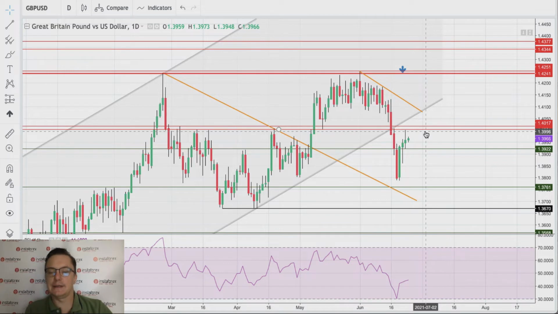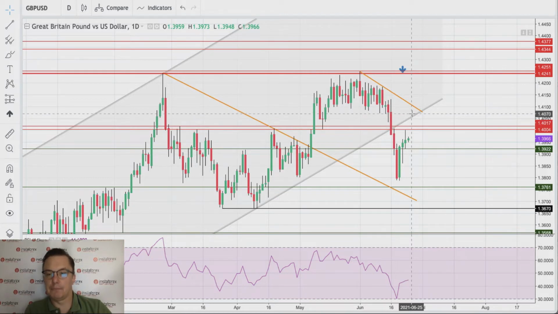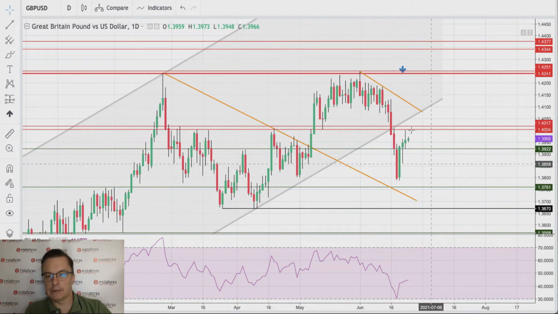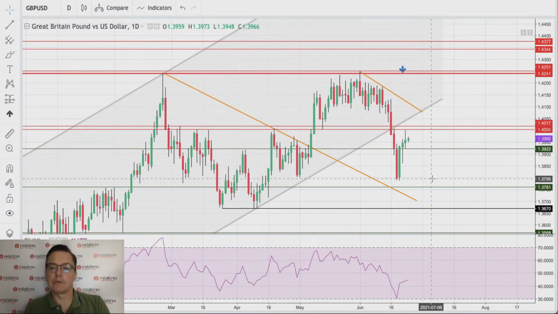And if we break above 1.4017, if we get back into the channel, then of course this momentum can break the level of 50, the neutral level, and get back into positive territory. There's a chance for a test of 1.4241. However, if there is no breakout above this tight zone here, the market will likely reverse and just go lower.